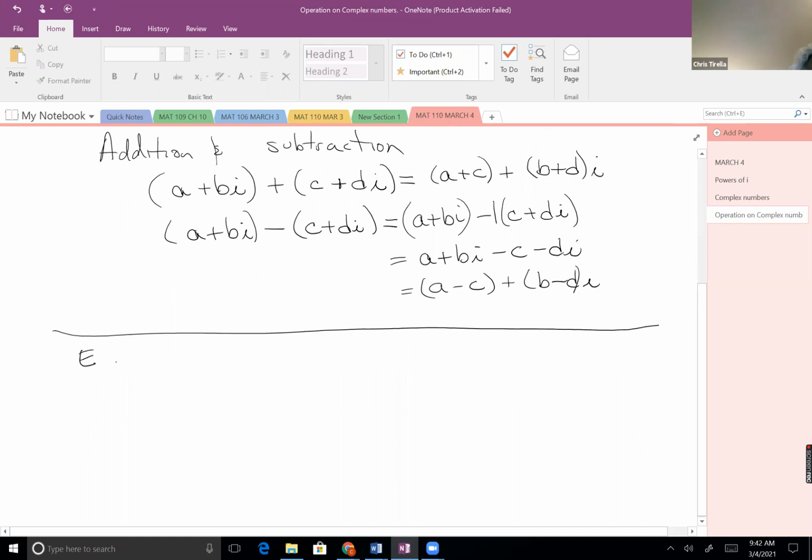So let's look at an example. Let's look at 2 plus 7i plus 10 minus 6i. And again, I'm going to add the real parts. 2 plus 10 would be 12. And I'm going to add the imaginary parts. 7 plus negative 6 would be 1i.